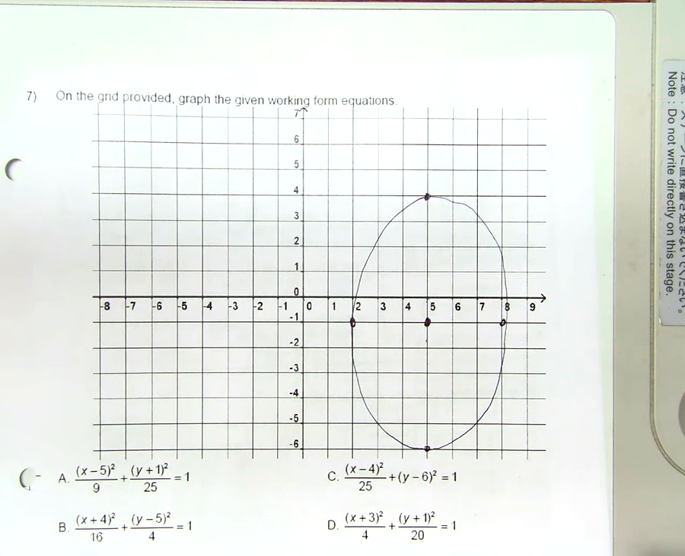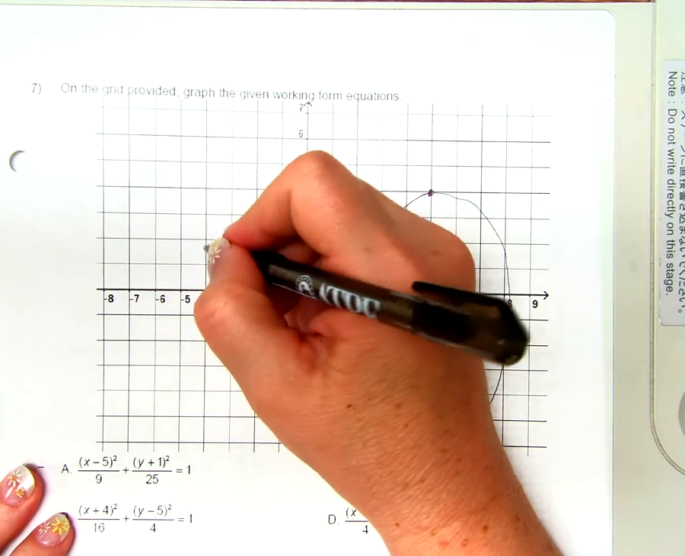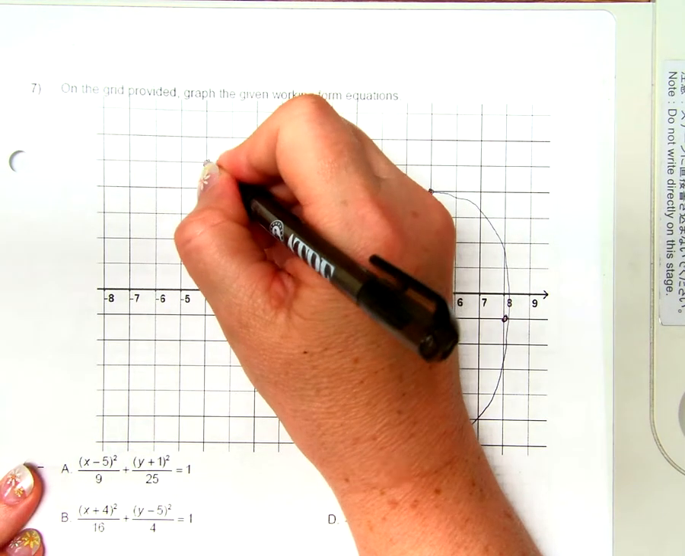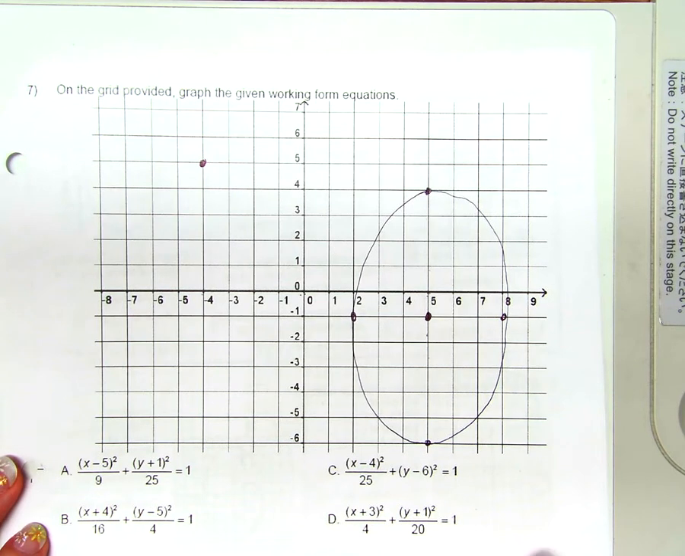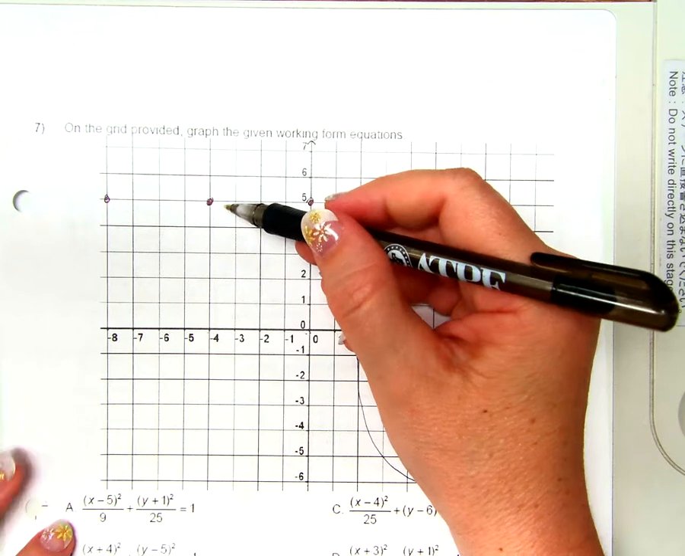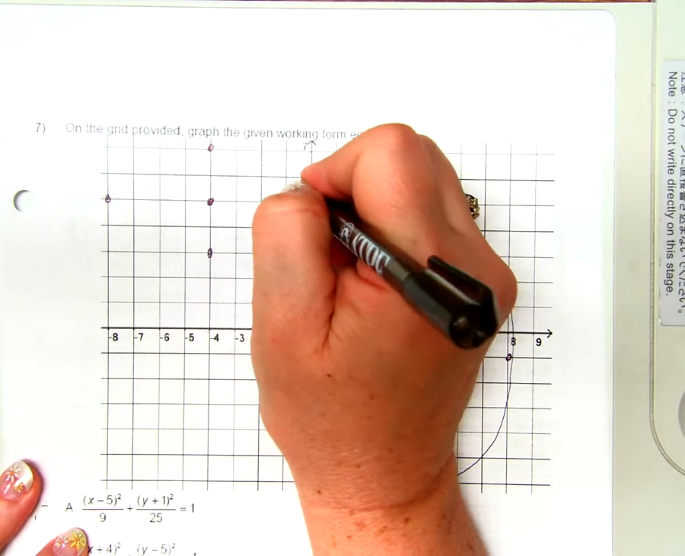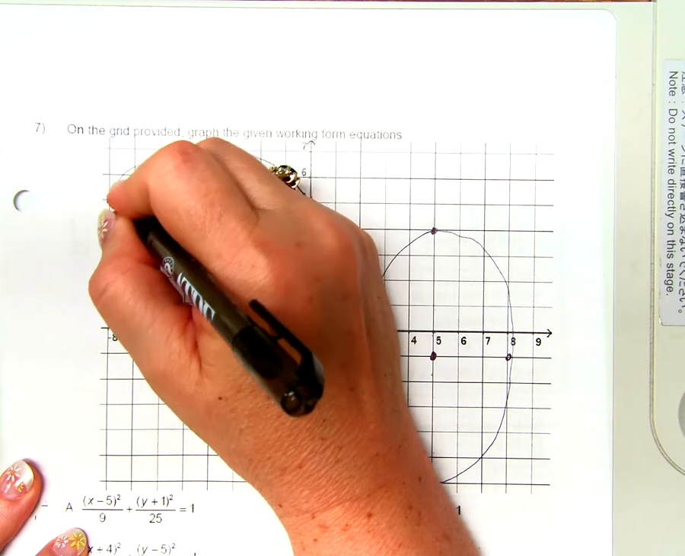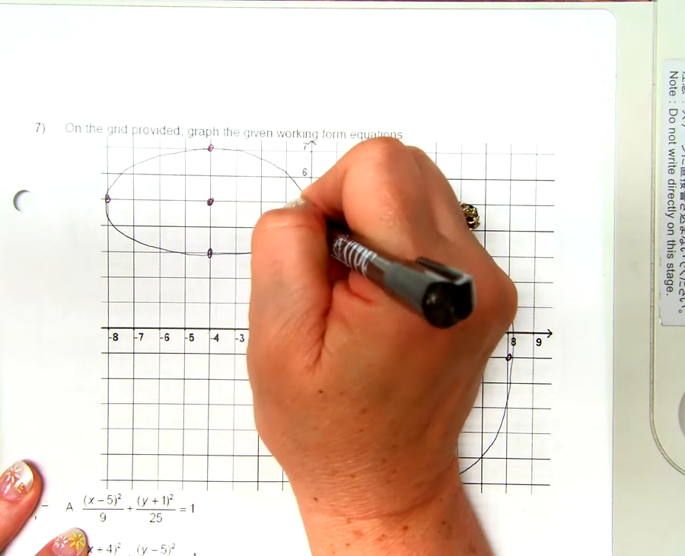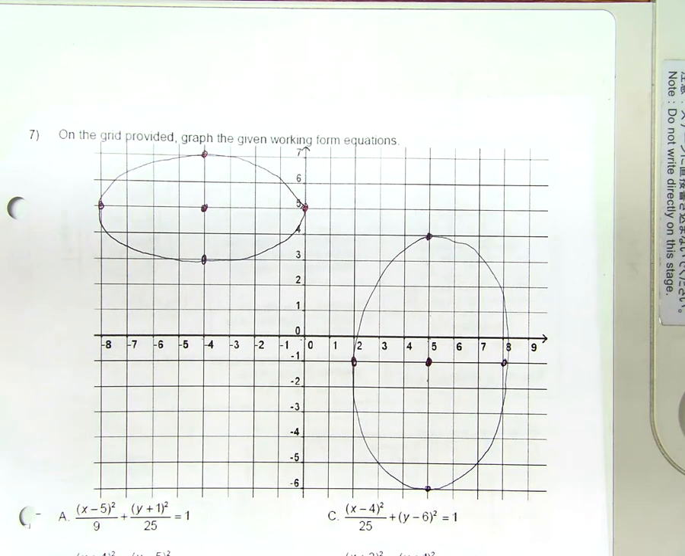What about B? Where's the center? Negative 4, positive 5. How far do I go left and right? Right 4 and left 4. How far do I go up and down? 2 up and 2 down. Oh, that was too pointy. Sorry. I mean, not that you care, but... Oh, sorry.